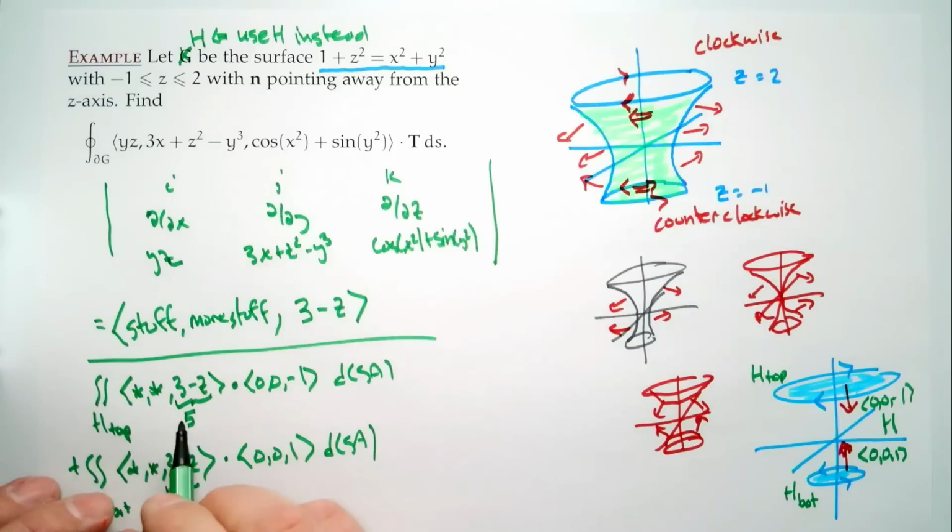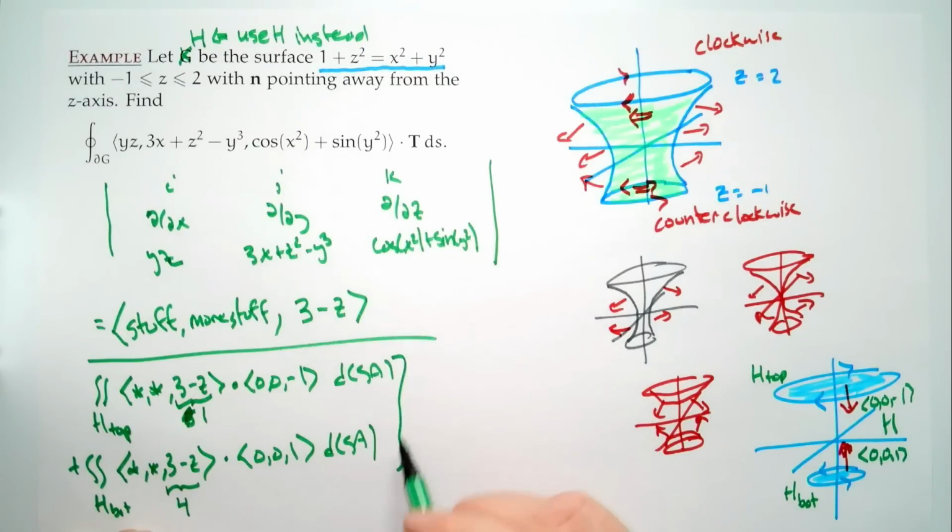Oh, you're right. I can't subtract. 3 minus z is 1. Okay, there we go, so it's 1. But 3 minus 1 is 4. At least I got that one right. That's a good sign. So if you work this out, what do you get?